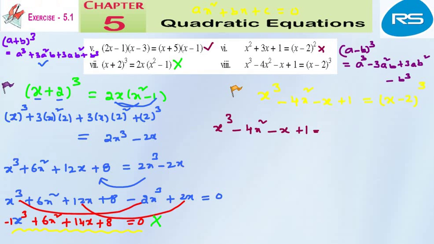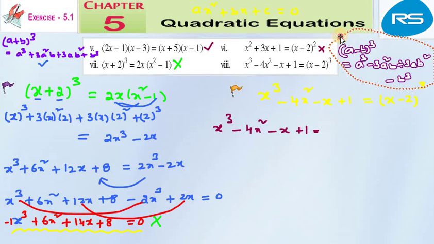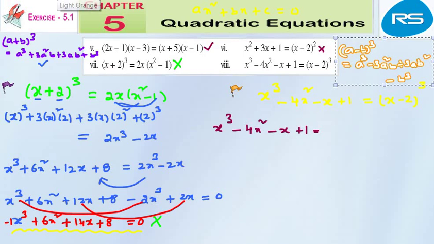What is the formula for (a minus b) whole cube? You already studied it in earlier classes. (a minus b) whole cube is nothing but a cube minus 3a square b plus 3ab square minus b cube. So once you revise that, I already wrote it on the upper part and you can apply it.